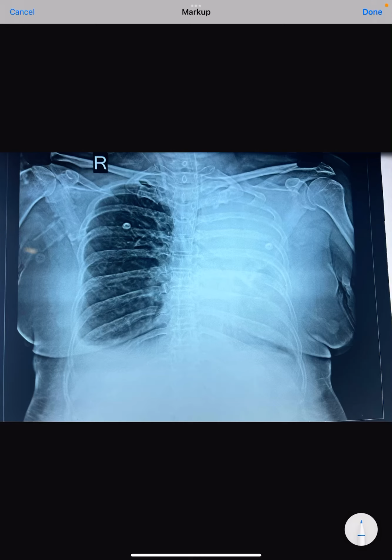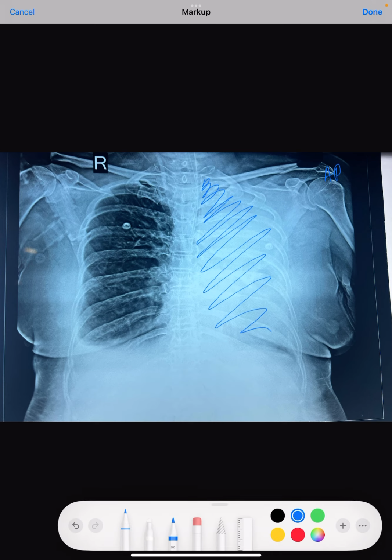Now this is a very interesting X-ray of the chest. This is an AP view. What I want to show in this X-ray is there is complete white out of this left lung field. If the left lung field is completely white out, there can be only two possibilities: either the patient has a gross pleural effusion, or the second pathology is collapse of the lung.